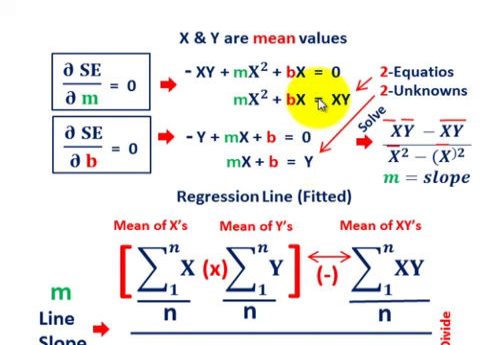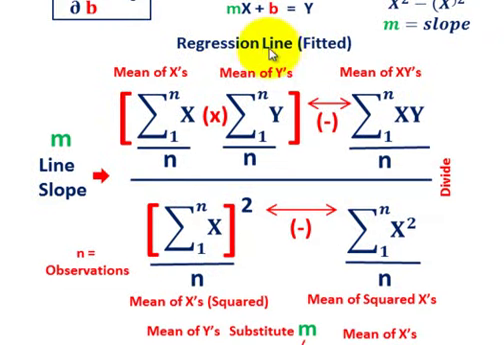So we've got two equations and two unknowns. When you solve it, you're going to come up with something that looks like that, and that's going to be for our m slope. And we'll detail that now. Okay, so that is our partial derivatives and how we came up with our general equation.